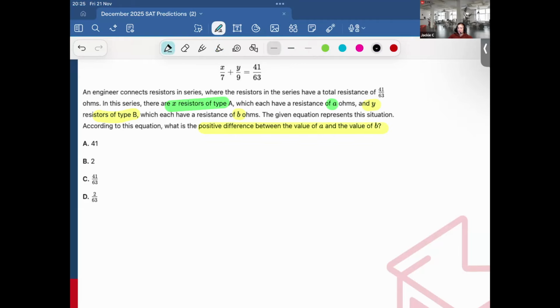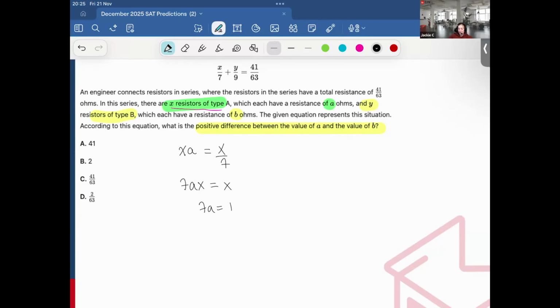Okay, so the x resistors of type A, so imagine if we multiplied x resistors by type A, that's going to be equal to, according to this equation, x divided by 7. So just to show, if I multiply each side by 7, 7a is equal to x, I can cancel x from each side. So I would get that 7a is equal to 1 because x divided by x is 1. And then we have that a is equal to 1/7.